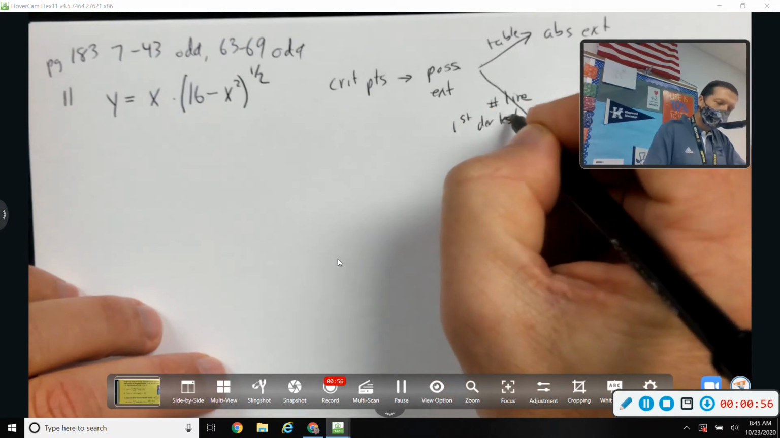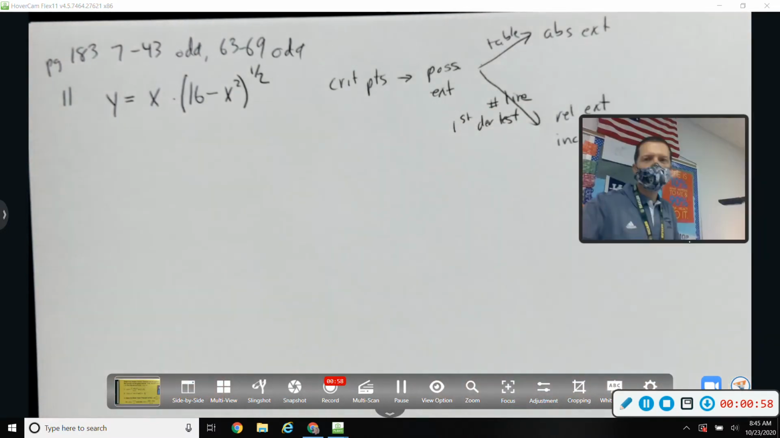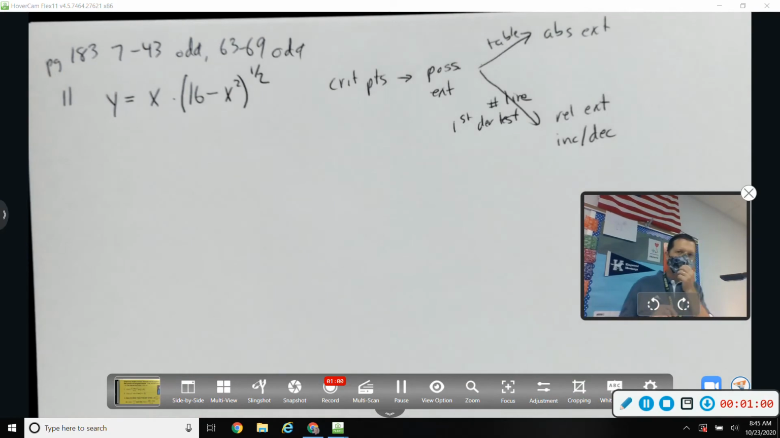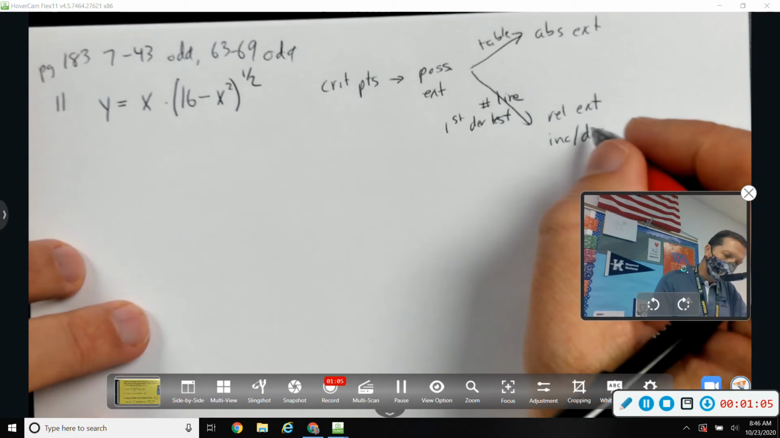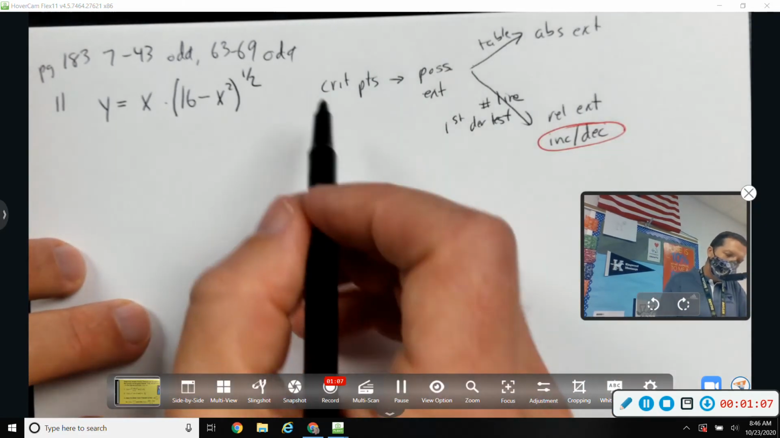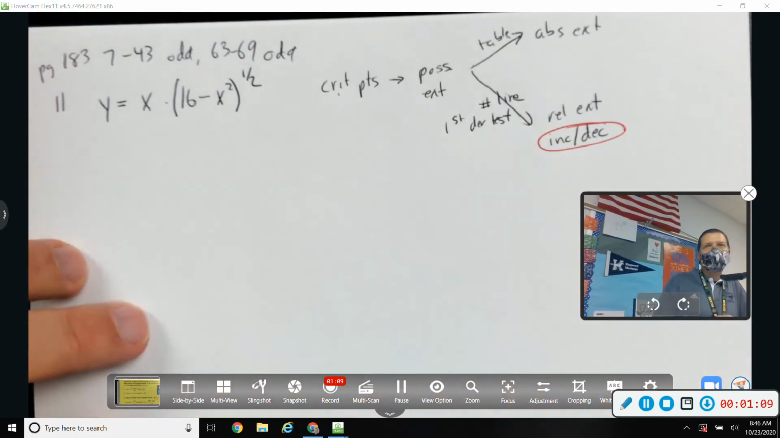So it feels like the fourth time I've drawn that little picture. But that's the big picture process that we're headed toward. We want increasing and decreasing intervals. So I need to take a derivative and head down that path.